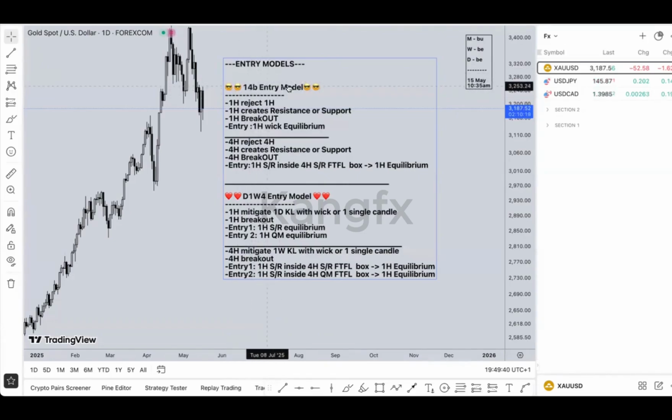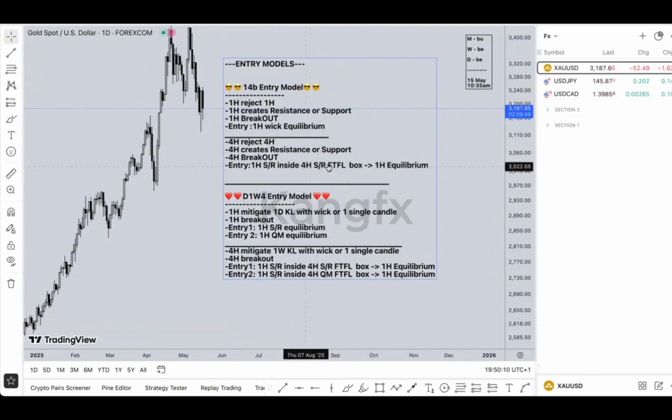Now, in the 14B entry model, it was 1 hour reject, 1 hour create resistance or support, and 1 hour breakout. Then our entry is on the 1 hour weak equilibrium. Or we have 4 hour reject, 4 hour create resistance or support, 4 hour breakout. Then we have our entry where 1 hour support or resistance is inside the 4 hour support or resistance FTFL box, then the 1 hour equilibrium.